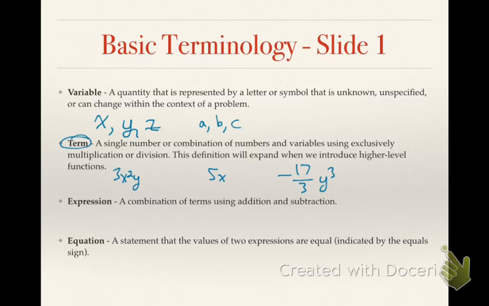Expressions are formed by combining terms using addition and subtraction. So then we have things like 3x squared y plus 5x. Then we get an expression. And an equation is a statement where the values of two expressions are equal, indicated by an equal sign. So you'll get things like 3x squared y plus 5x is equal to 0.